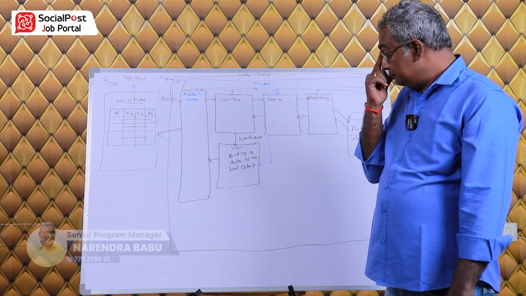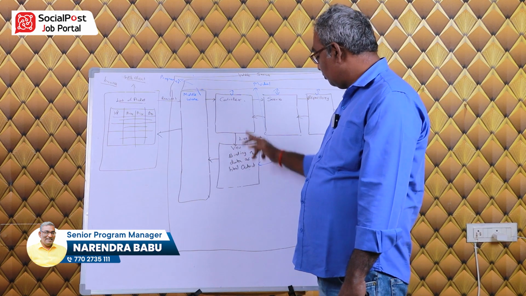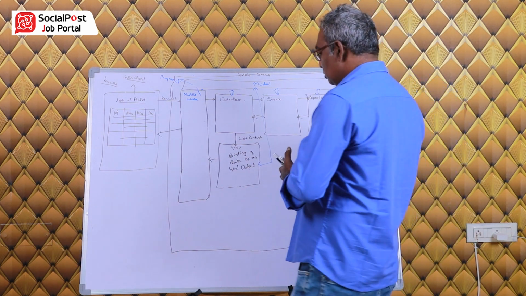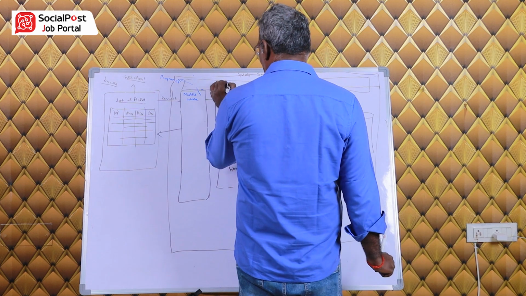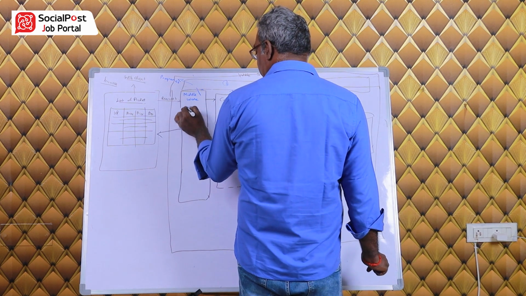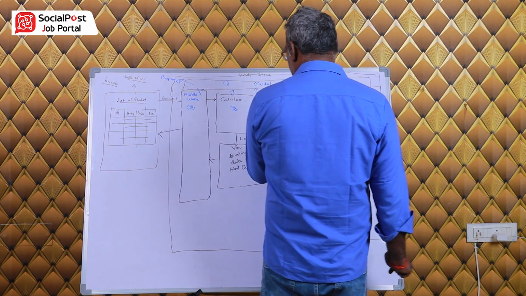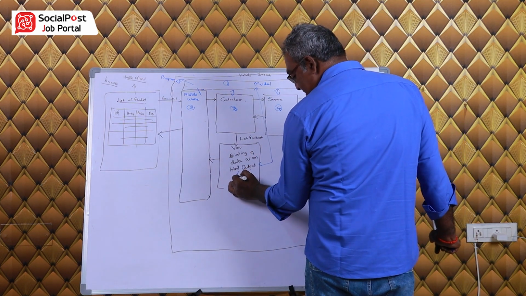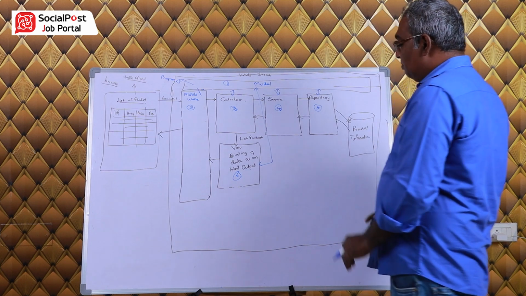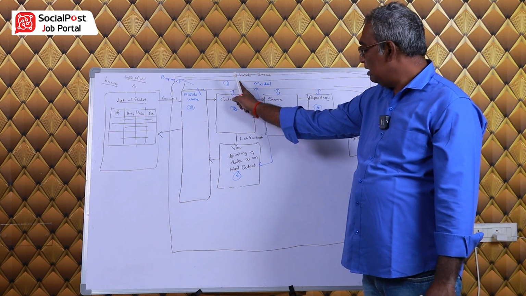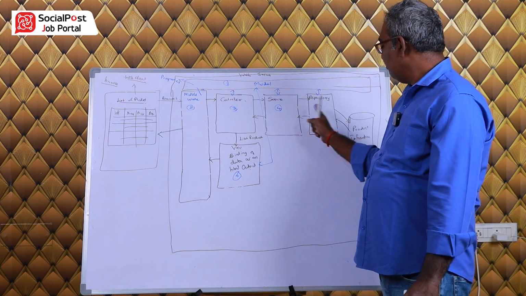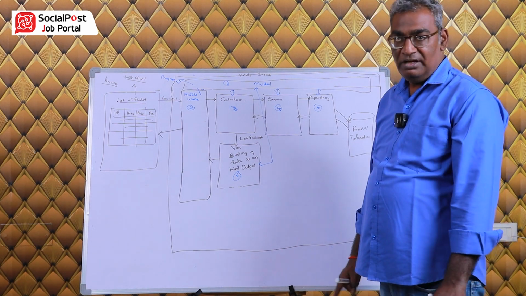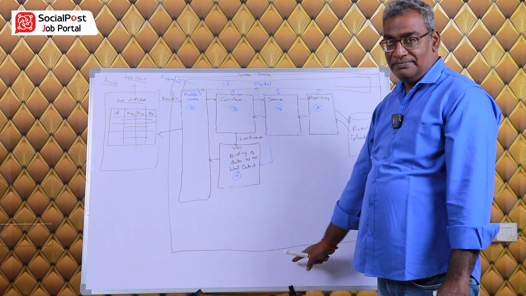Now sir, in these layers, what are all the things I am going to perform? Let's talk about layer 1, layer 2, layer 3, layer 4, layer 5, layer 6. Let's mark these layers as 1, 2, 3, 4, 5, 6. How many layers do we have? We have 6 layers in total.